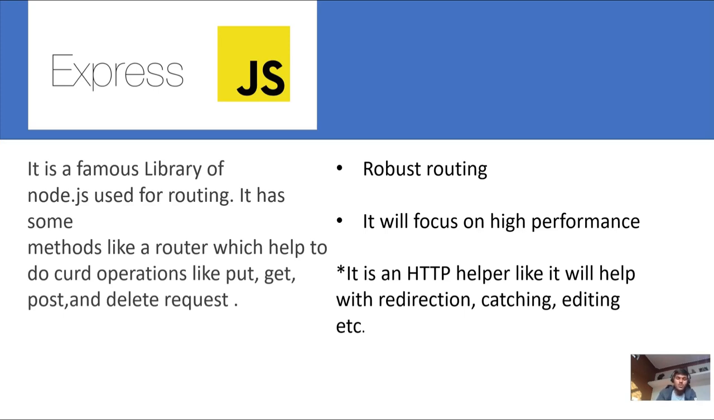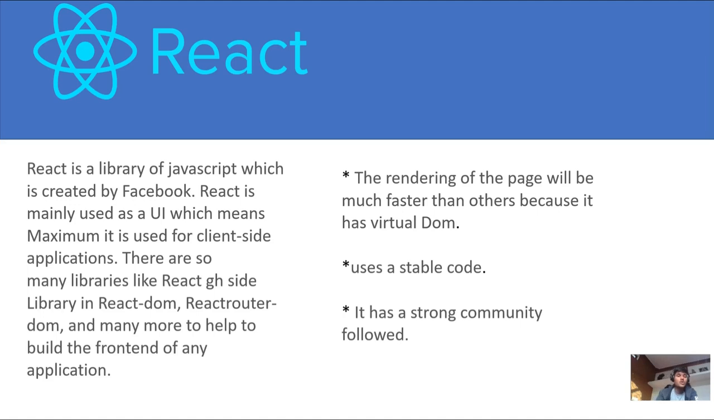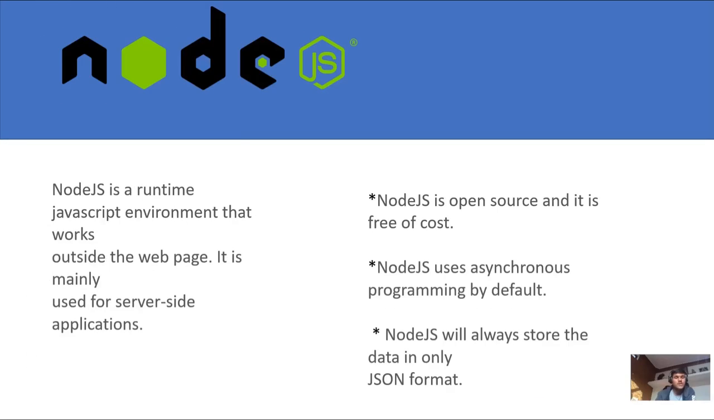Now let's move on to the next technology, React.js. React is a JavaScript library created by Facebook. React is mainly used for the UI, which means it is mostly used for client-side applications. There are many libraries in React, like React DOM, React Router DOM, and React DOM manipulation, and many more, to help build the front end of an application. React is like a full package for any creator. Here I am just giving a brief introduction of the technologies. We will be talking a lot more about them in the coding part. So moving on to the next technology, which is Node.js.